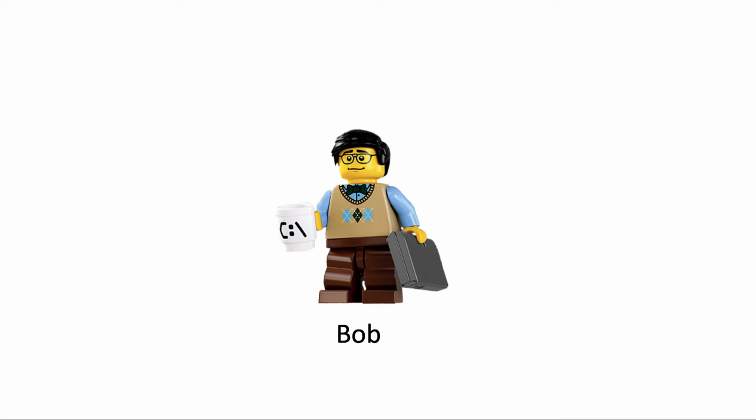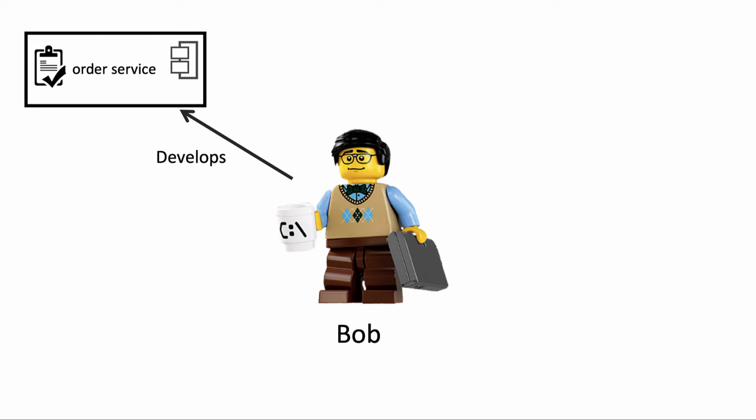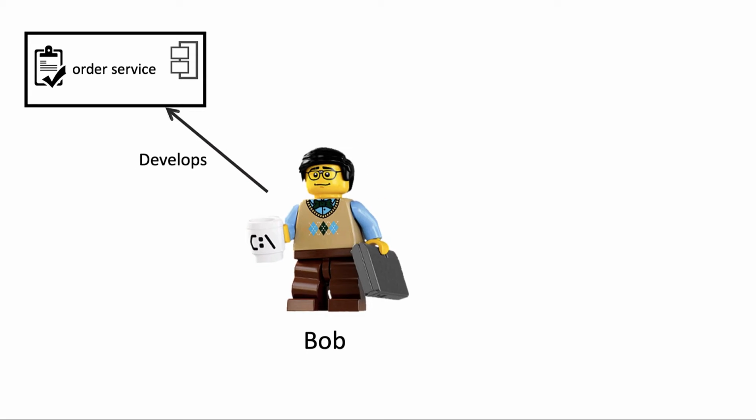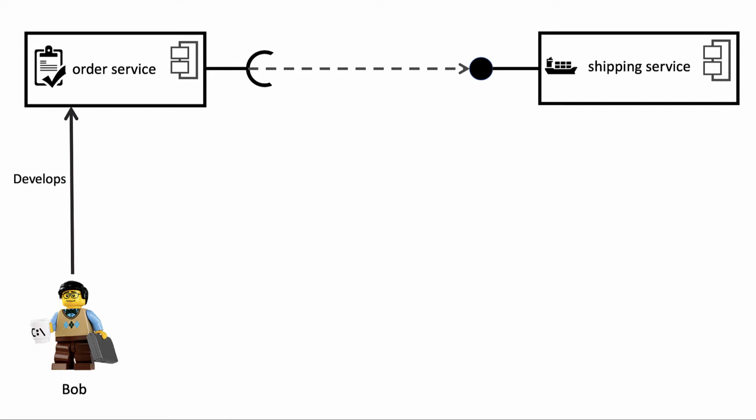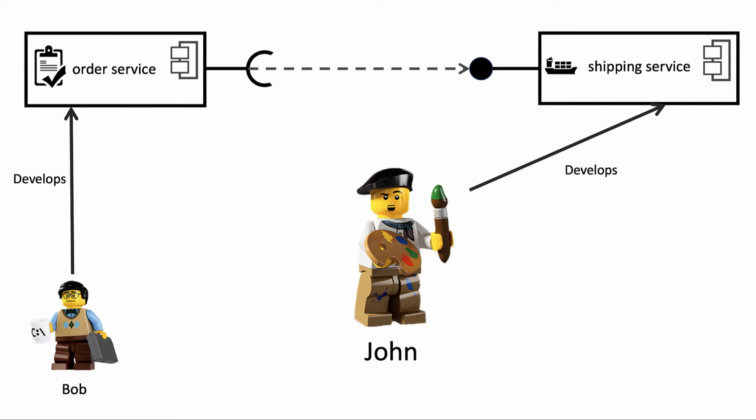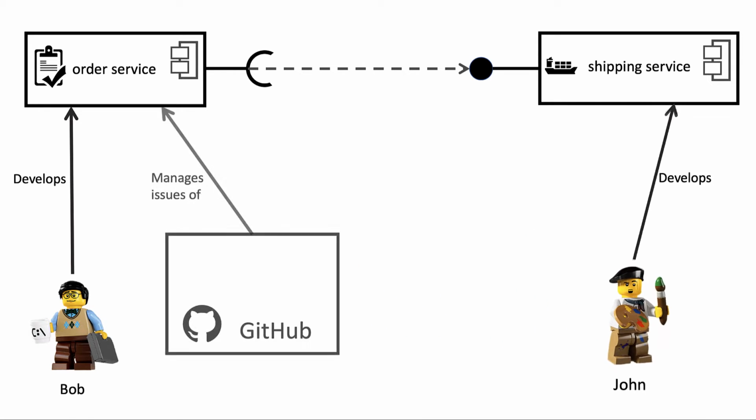Let me introduce you to the developer Bob, who works for a company which builds a webshop as a microservice architecture. Bob is responsible for developing the order service. The order service should invoke an interface's functionality of a shipping service, which is developed by an independent team of another company. One of their developers is John. As you can see, John thinks of himself as an artist. Bob and John do not know each other.